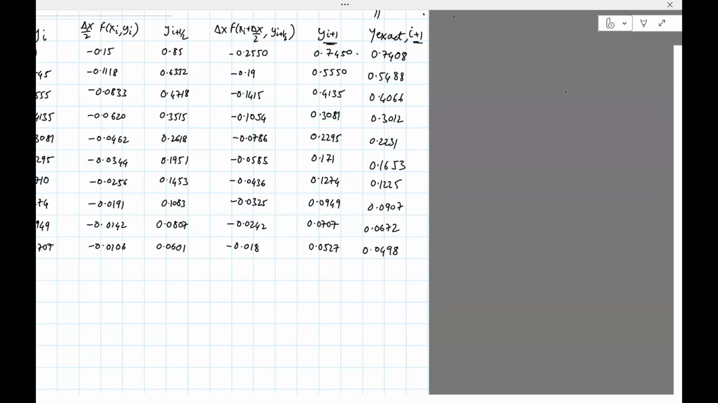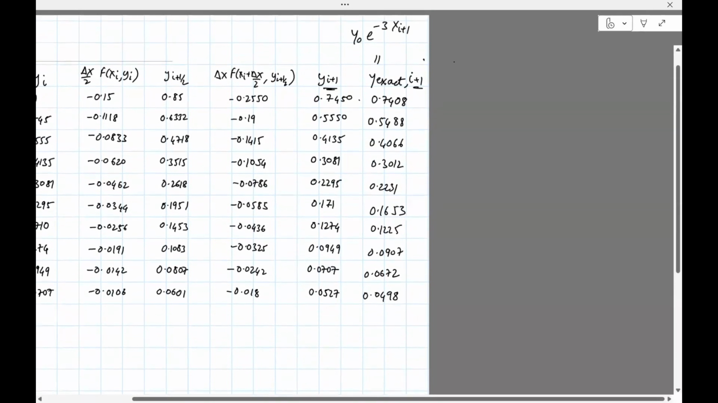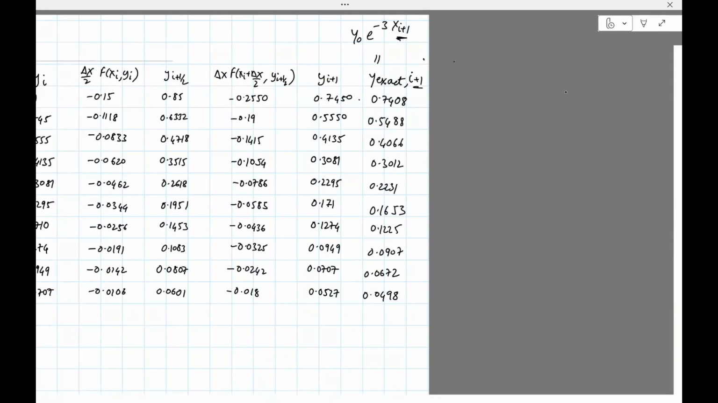So compare these two. You have to use i plus 1, because this is computing by i plus 1. So you need to put the x i plus 1 formula.